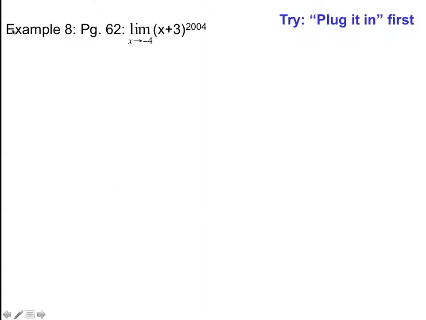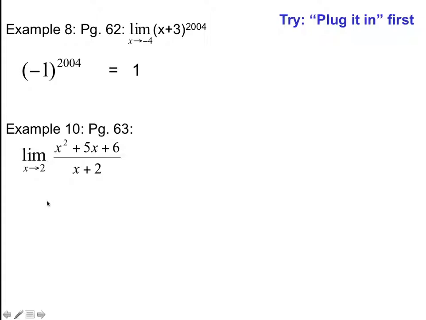Okay. So let's take a look at this example. Let's try plugging in -4 first. So -4 plus 3 is -1 to the 2004. So that's multiplying -1 by -1 2004 times. And so you should be able to look at this and go, well, the power's even. I have an even number of minus signs. Multiplying 1 times 1 times 1 times 1, 2004 times is going to give me 1. So this limit is equal to 1.